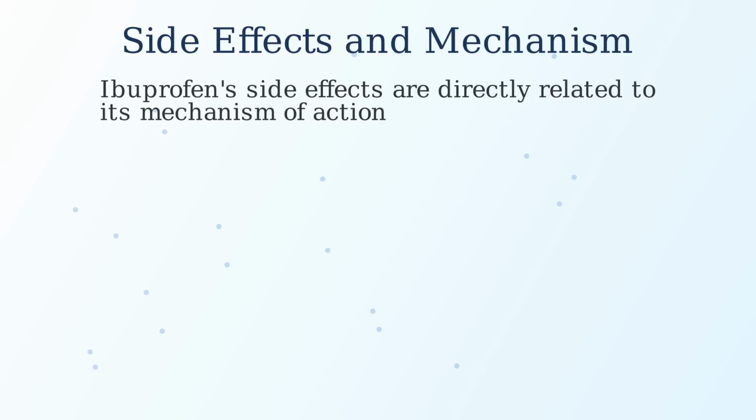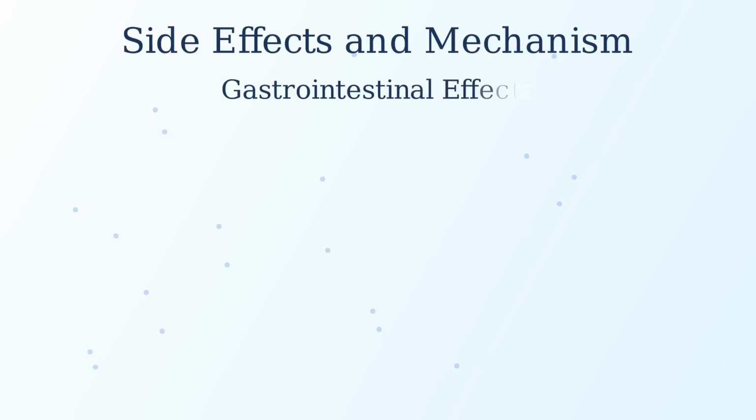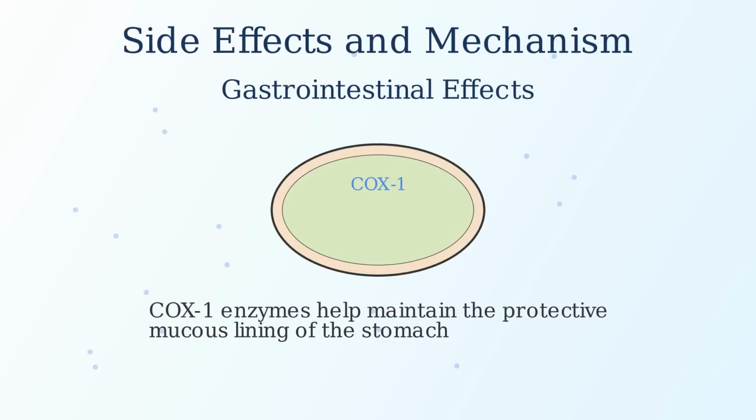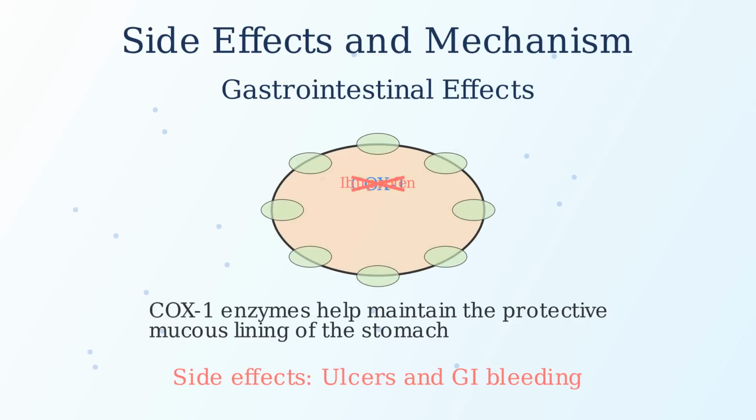Ibuprofen's side effects are directly related to its mechanism of action. Let's examine the three major systems affected. In the gastrointestinal tract, ibuprofen inhibits COX-1 enzymes. These enzymes help maintain the protective mucus lining of the stomach. When ibuprofen inhibits COX-1, this protective barrier is compromised, which can lead to ulcers and gastrointestinal bleeding.